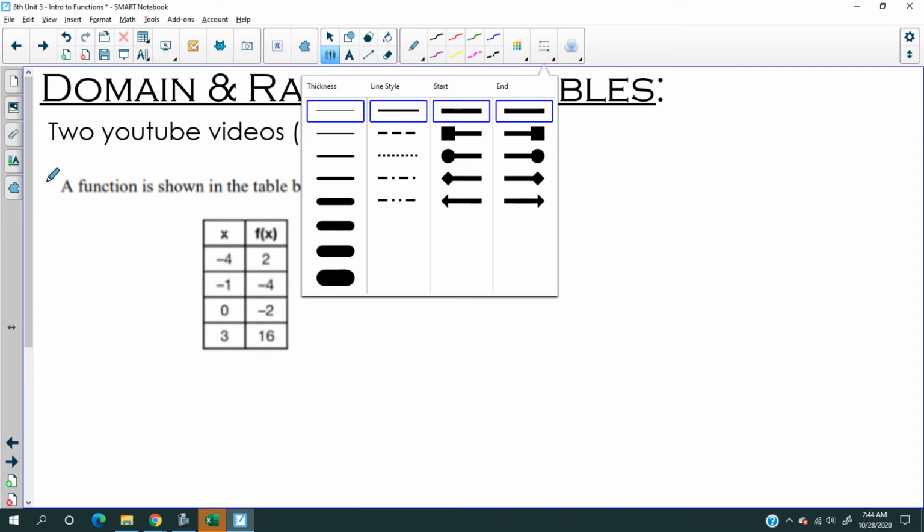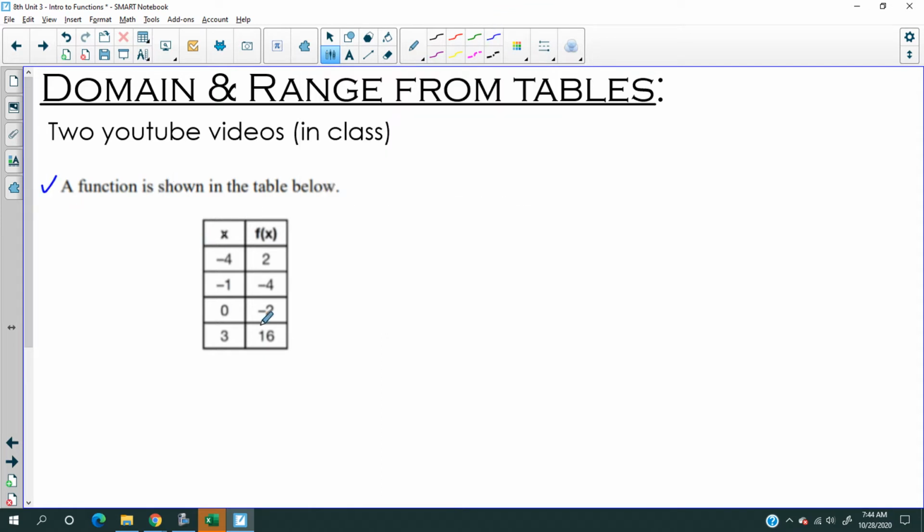Right here it says a function is shown in the table below, nothing crazy. x and f of x, or x and y, or input, output, or domain and range. So what's the domain? I think you guys all know it already. What's the domain? Yeah, all the x values. You just list them out. That's the domain. I'm not doing anything crazy here. Notice we use set notation here.